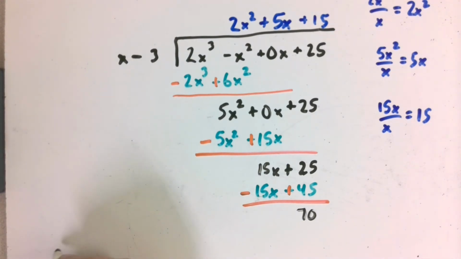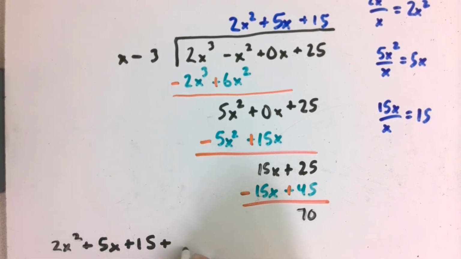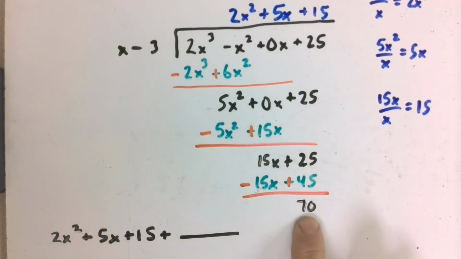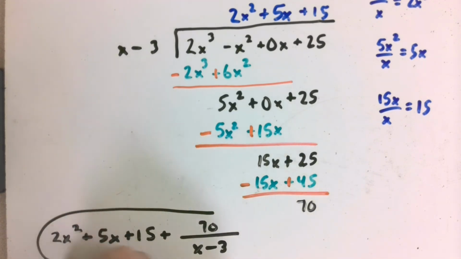So final answer on this problem, quotient first, 2x squared plus 5x plus 15, and then plus a fraction, and the fraction is going to be our remainder, which is 70 over what we were dividing by, our divisor, x minus 3. So there is our final answer for that long division problem.